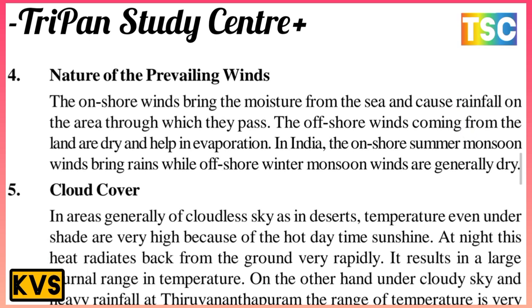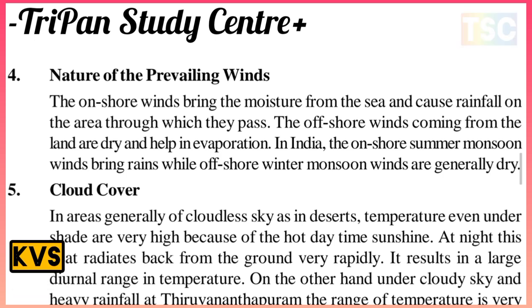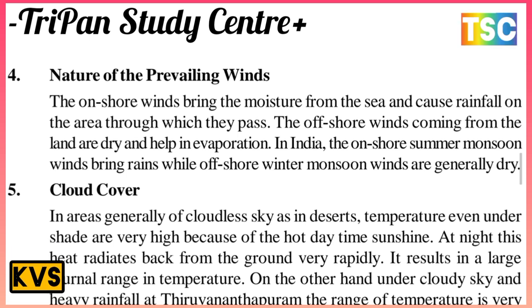The next point is cloud cover. In places with a cloudless sky, such as the desert, temperature even in the shade is very high because of hot daytime sunshine. At night, this heat is radiated back from the ground very rapidly. It results in a large range of temperature. On the other hand, under cloudy skies and heavy rainfall, as at Thiruvananthapuram, the range of temperature is very small.